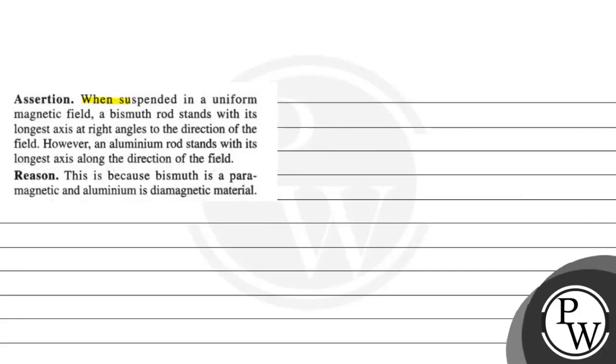When suspended in a uniform magnetic field, a bismuth rod stands with its longest axis at right angles to the direction of the field. However, an aluminum rod stands with its longest axis along the direction of the field. This is because bismuth is paramagnetic and aluminum is diamagnetic material.